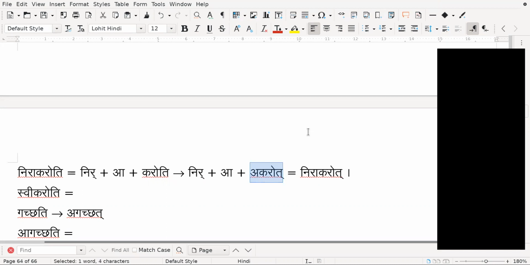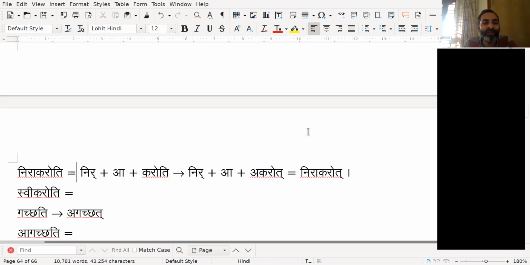See, I hope you see the notations I'm using. When I use equal to, it means it is exactly equal to this. And this arrow I'm trying to say, this is the prathama purusha ekavachanam in lat lakara. I want to get prathama purusha ekavachanam in lang lakara. So I want to convert that here. That's the conversion I'm doing. So karoti in lang lakara is akarot, and the prefixes I add before them. So it becomes nirakarot.